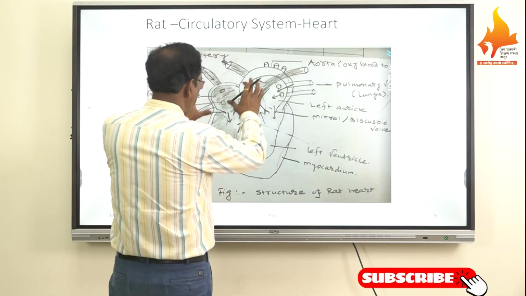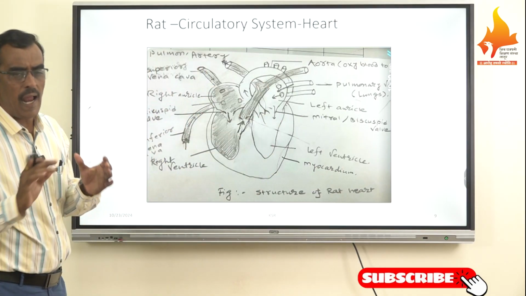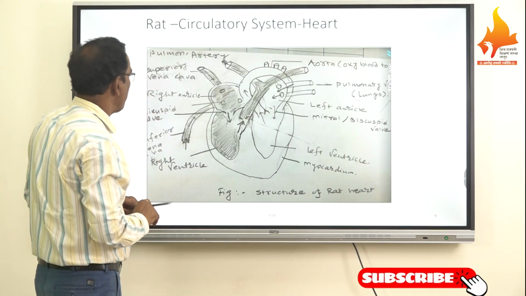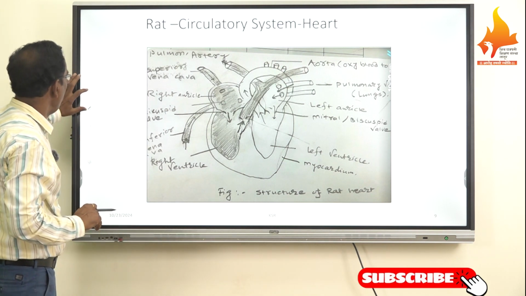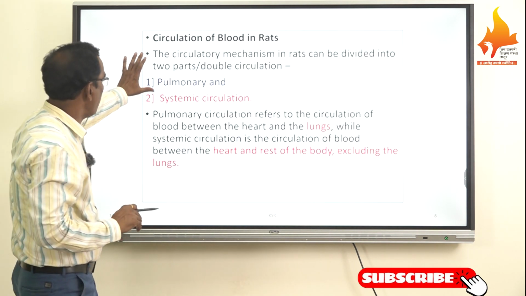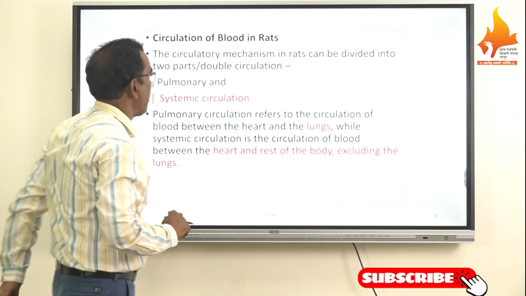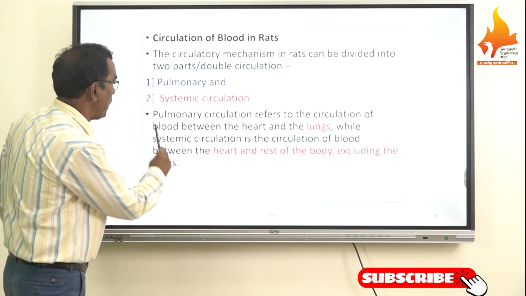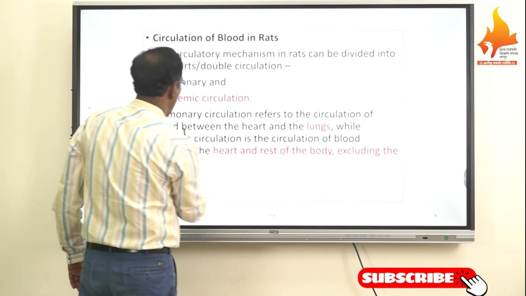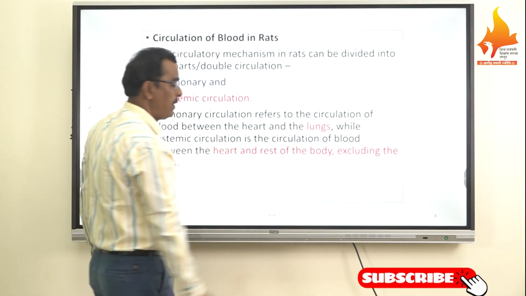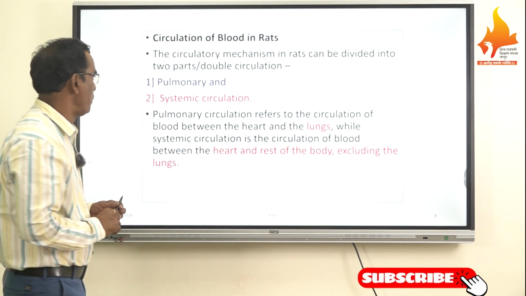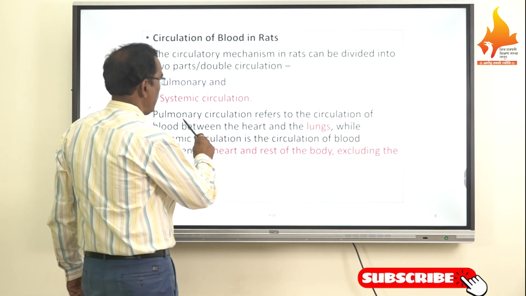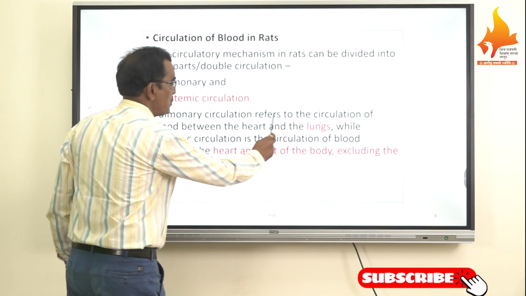See, the circulatory system of the rat is similar to that of human beings. Double circulation is present here, and it can be divided into two parts: pulmonary circulation and systemic circulation. Pulmonary circulation refers to the circulation of the blood between the heart and lungs. It carries the deoxygenated blood from the heart to the lungs.